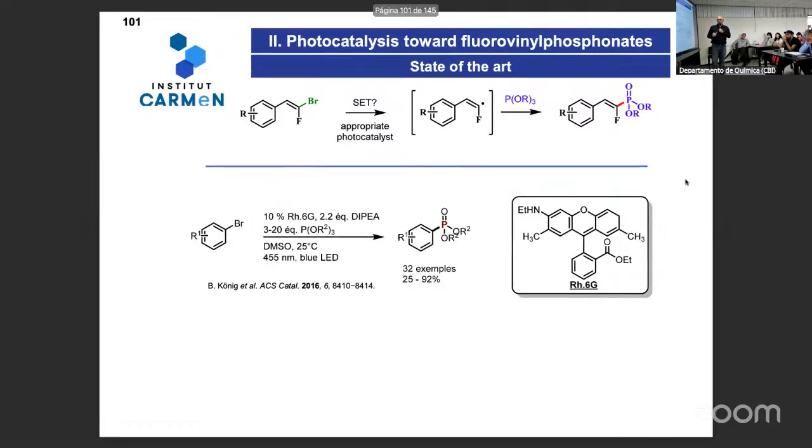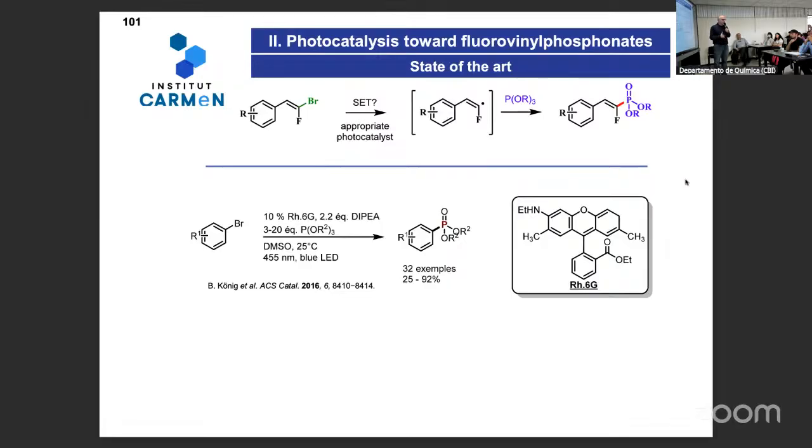Next, please. So to design this kind of reaction, we based our conditions on the Congreve one. He described a photocatalytic reaction with bromoarene, and he got aryl phosphonate with fair to very good yield.